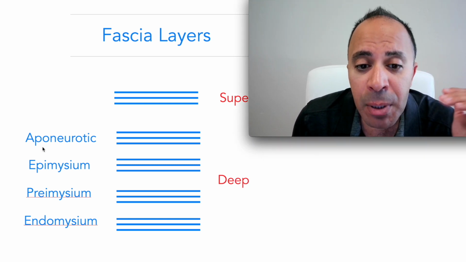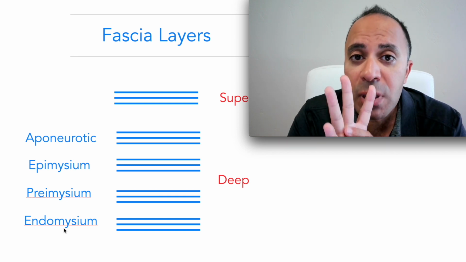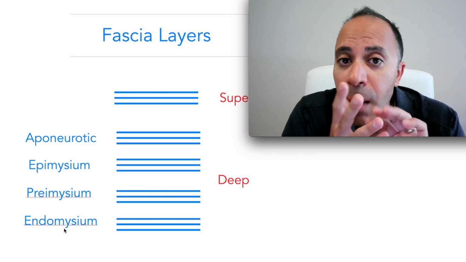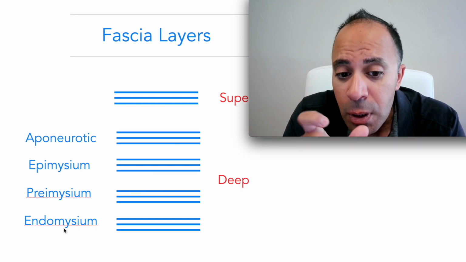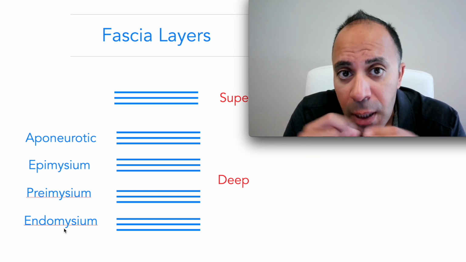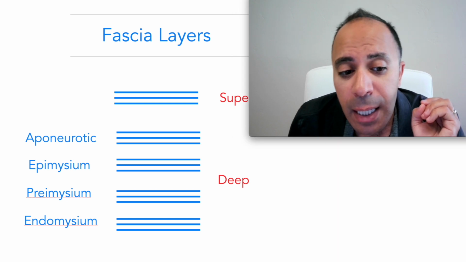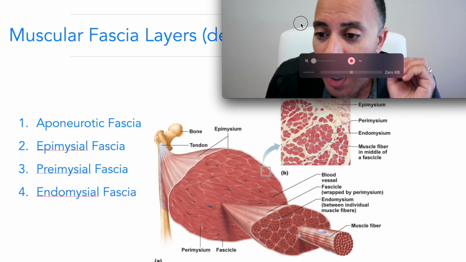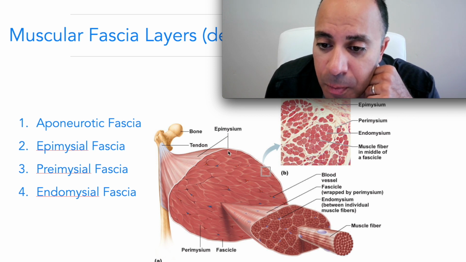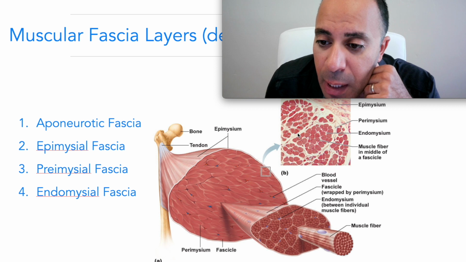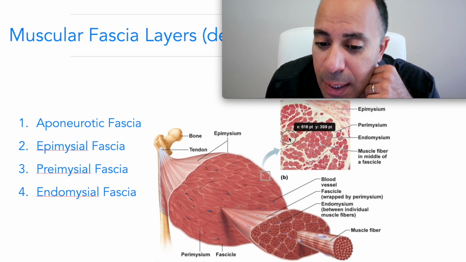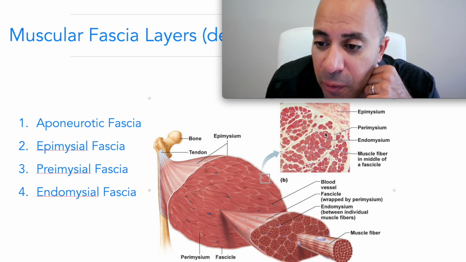The deep layer is divided into four subcategories: the aponeurotic fascia wrapping a group of muscles, the epimysium wrapping an individual muscle, the perimysium wrapping a bundle of fibers, and at the end the endomysium wrapping an individual fiber. You can see here, this is the epimysium wrapping the muscle, and you have the perimysium wrapping a group of fibers, and we have the endomysium wrapping each individual fiber.